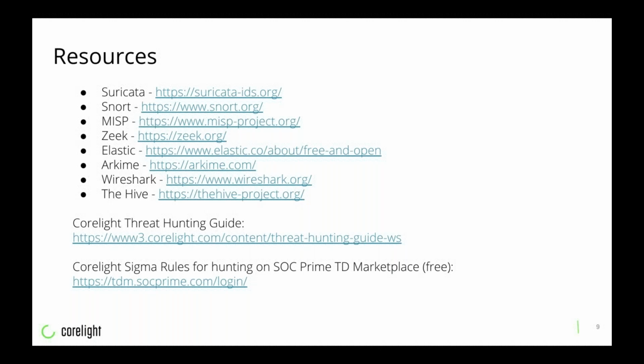We actually worked with the SOC Prime team to develop Sigma rules based on the hunting queries in our guide. So I want to point that out, just because if you're an Elastic user currently, for example, and you use Zeek, or you're interested in using Zeek, pop into the threat detection marketplace on SOC Prime, register for a free account, and these rules are freely available, where we've actually taken the guide and delivered it in the form of pre-built cross-SIEM queries. You could just take the Elastic queries and drop them right into your Elastic SIEM.